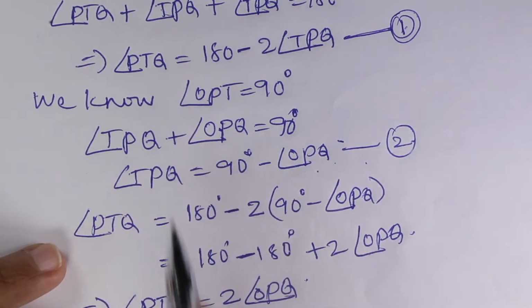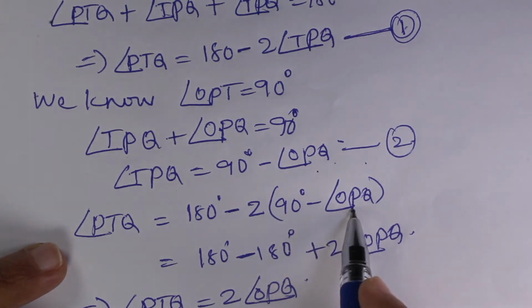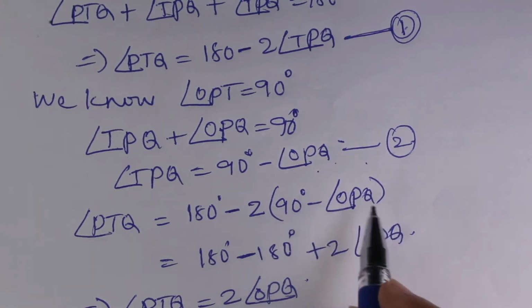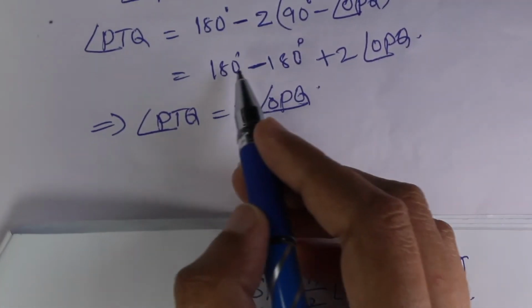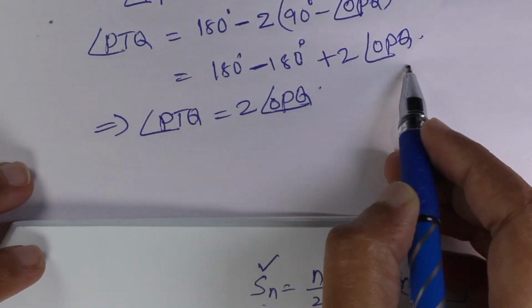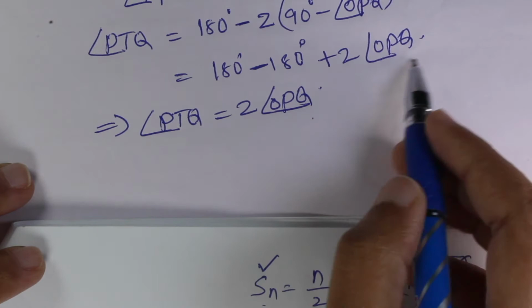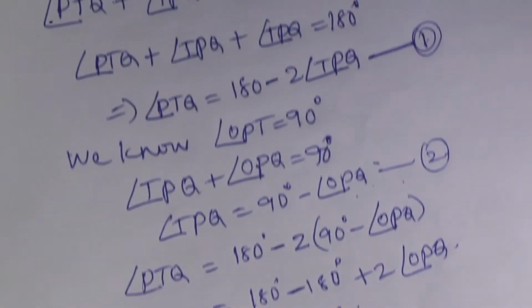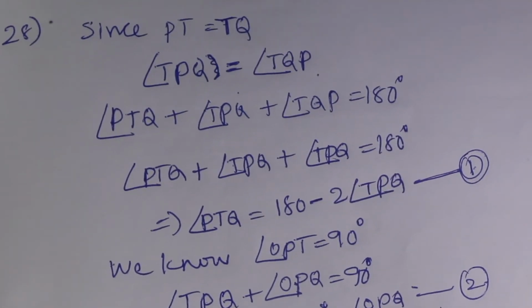So then angle PTQ becomes 180 minus 2 times (90 minus angle OPQ). Here 180 gets cancelled and angle PTQ becomes 2 times angle OPQ. Hence it is proved. Hope this is clear for you. You can see the solution once again.